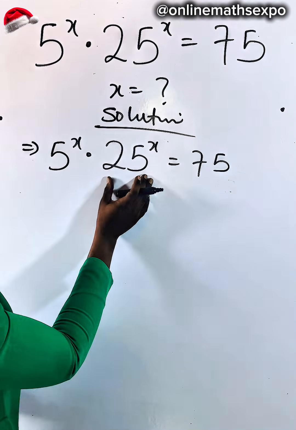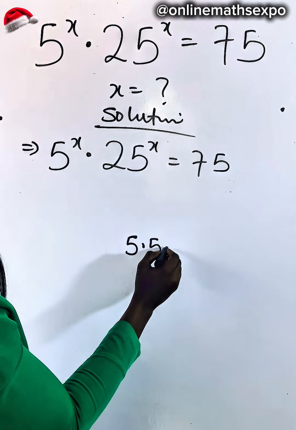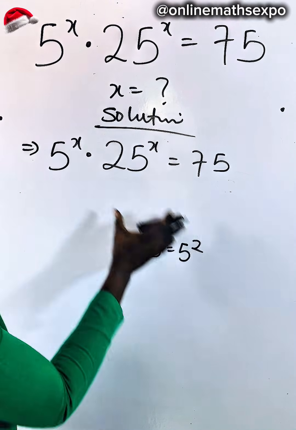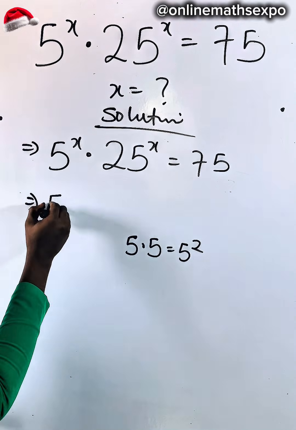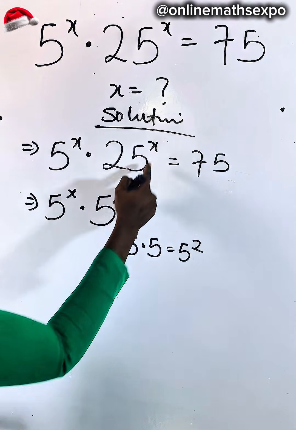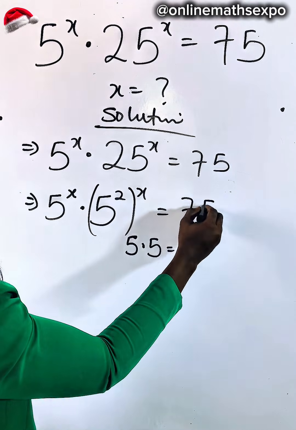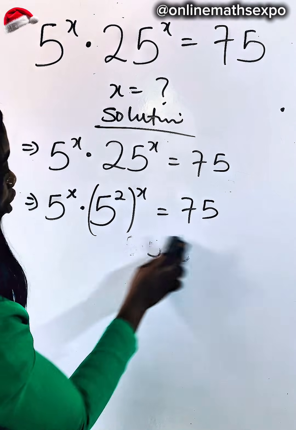Just remember that 25 is the same thing as 5 multiplied by 5, which is 5 squared. So here we are going to now have 5 to the power of x multiplies 5 squared, and this is raised to the power of x is equal to 75. So what do you do next?